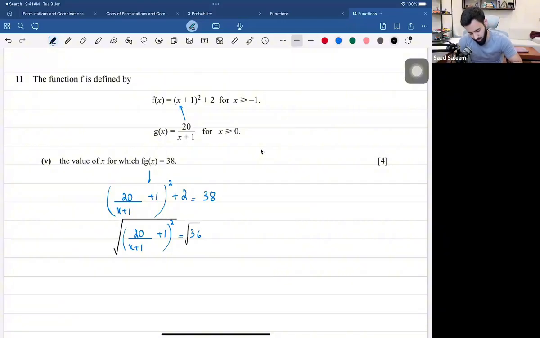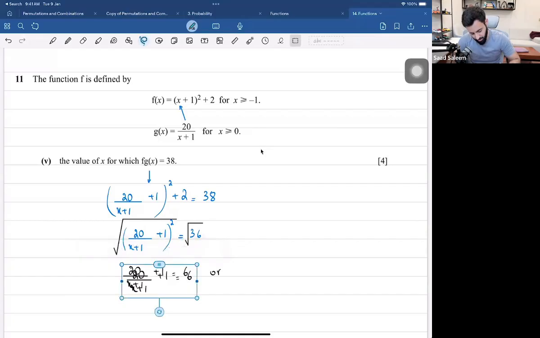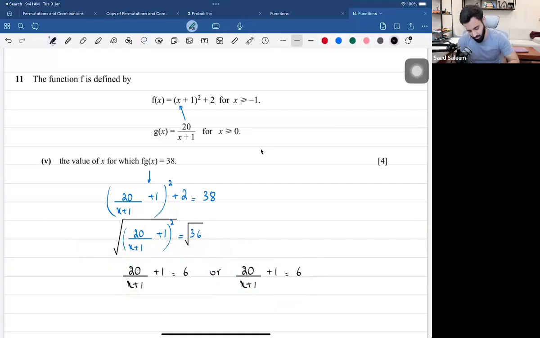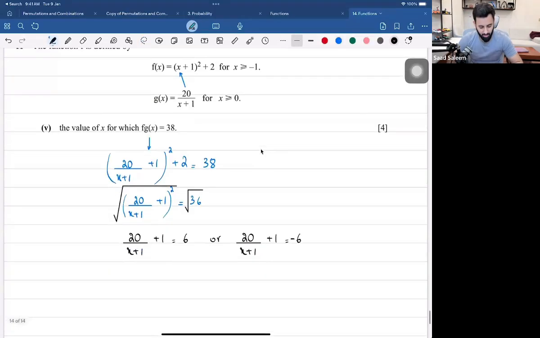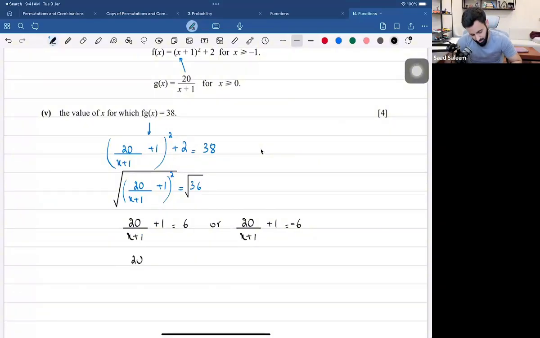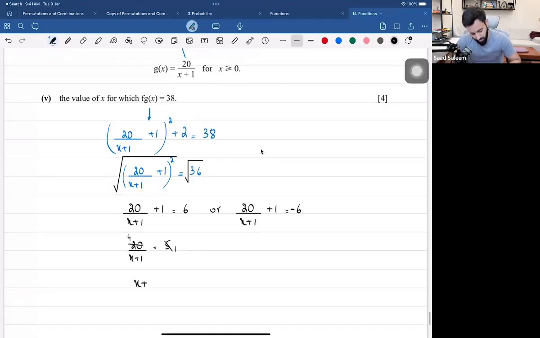So we take the square root on the left-hand side, we take the square root on the right-hand side. So remember what happens when you take the square root. So you have either 6 or the same thing, except that it could also be equal to minus 6. Now we may not have both answers as valid. We'll find out, time will tell. So 20 over x plus 1 equals to 6 minus 1, which is equal to 5. 5 ones are 5, 5 fours are 20, cross multiply. So you have x plus 1 equals to 4, which means x equals to 3.